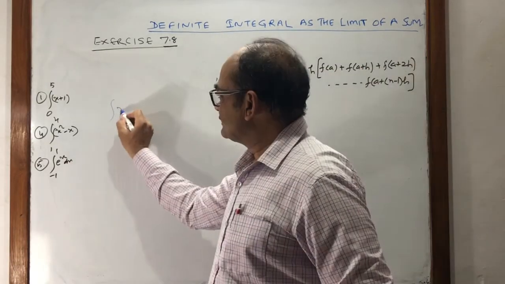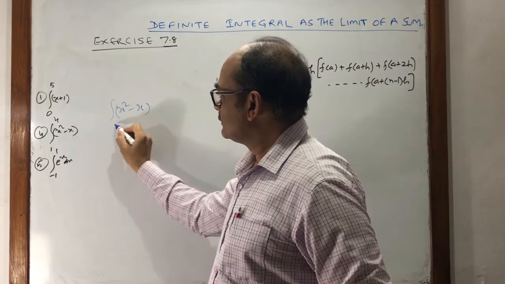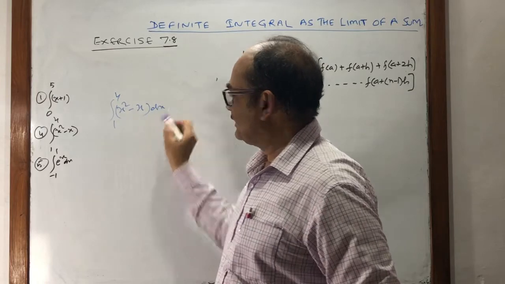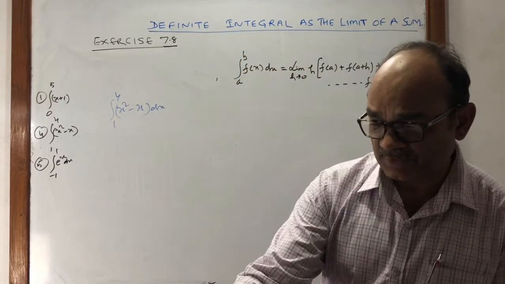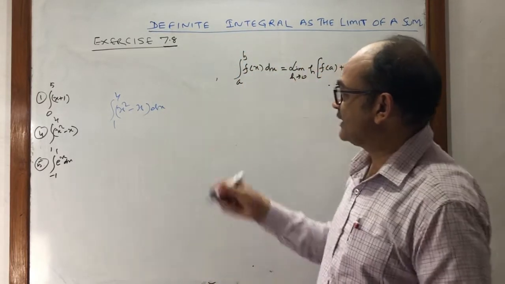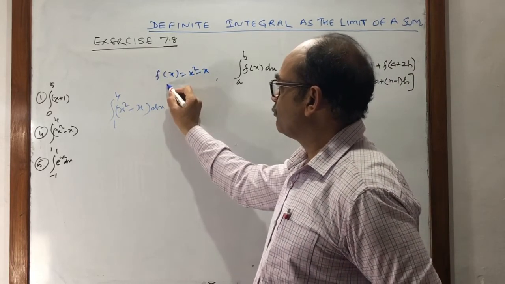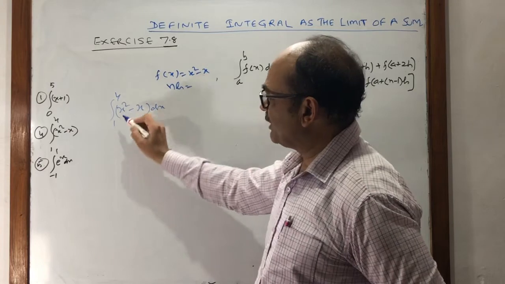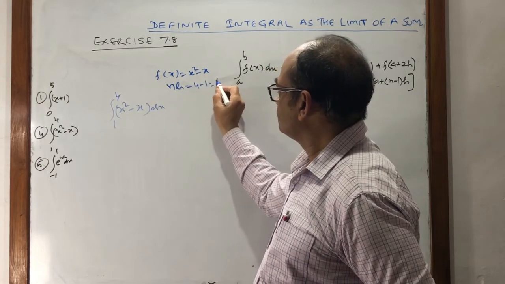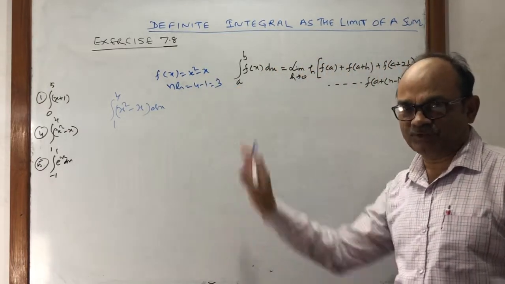Another question: integral from 1 to 4 of x square minus x dx. So here f(x) equals x square minus x. First we write what is f(x): x square minus x. And what is nh? b minus a, that is 3. Two important points.